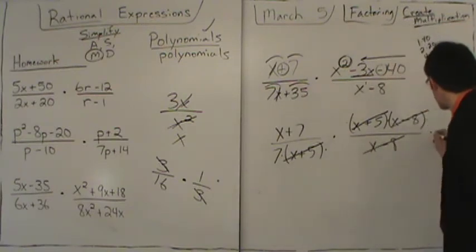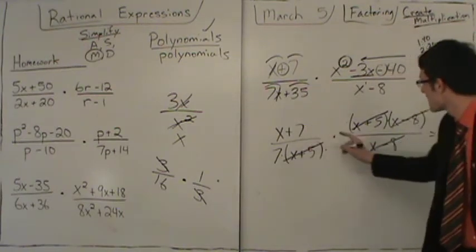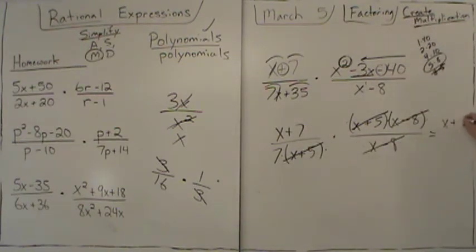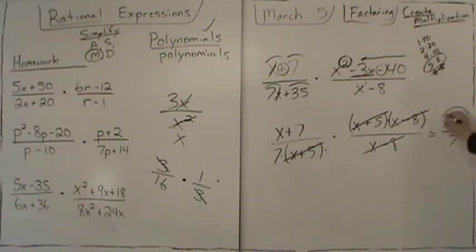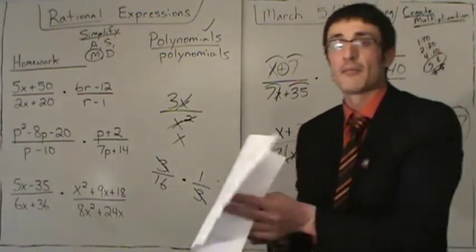And what is our final answer? Hopefully you say, what's left? Well, we have a binomial x plus 7. And what's left on the bottom? We just have a monomial 7. So our final answer is x plus 7 over 7, and we are almost done.